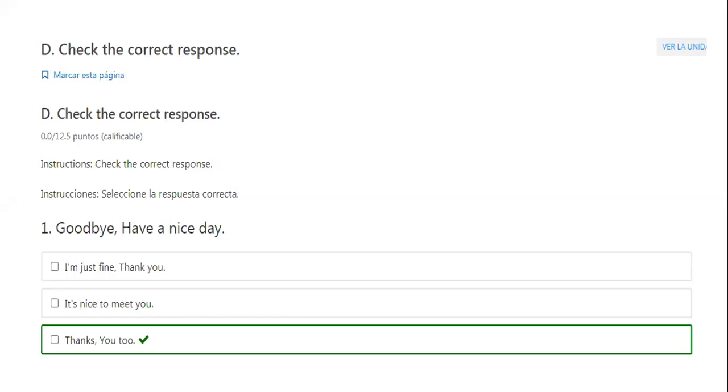Goodbye, have a nice day. They are greeting, they are saying goodbye. Se están saludando al inicio o se están despidiendo. ¿Qué está pasando ahí? Es una despedida. It's a farewell, okay? Farewell se dice también despedida, pero a very short farewell, ¿verdad?